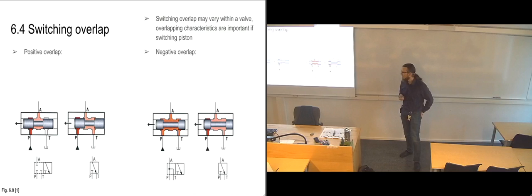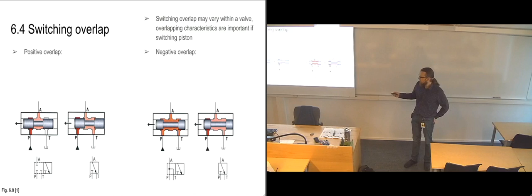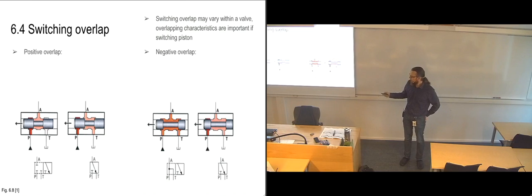And that means that we have moved away from this symbol, which we had over here. So we move away from that symbol, and we've ended up with a new symbol here. So in this case, with a positive overlap, everything is blocked off. So nothing is getting anywhere. And with the negative overlap, we have full connection between everything.